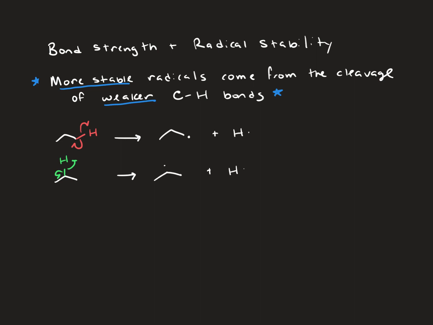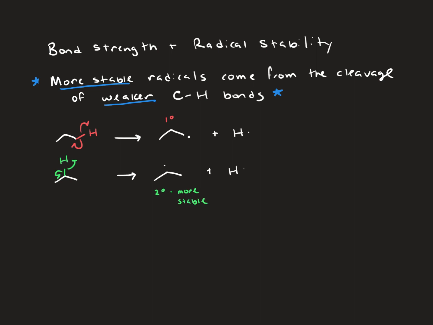So these two have the same number of carbons and hydrogens. The only difference is where the radical is situated. In our top example, this is a primary radical. In our bottom example, this is a secondary radical. And because it's secondary, it's more stable.